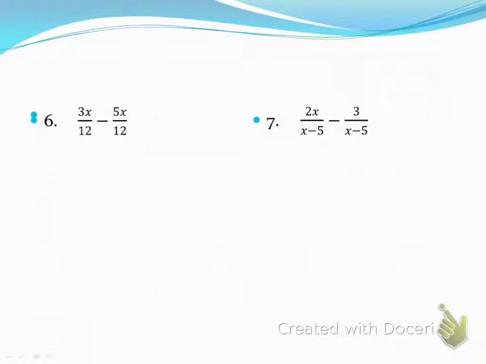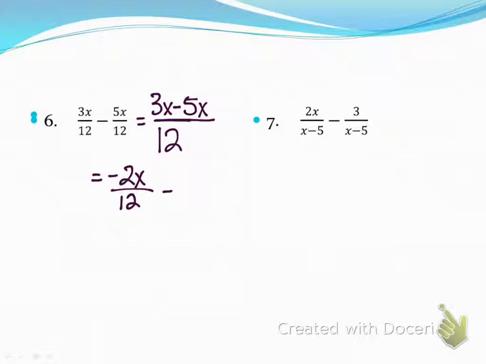All right, on 6 and 7, they go back to starting us off pretty easy. We've got a common denominator. It is not one that could be factored. So in my denominator, what am I keeping? 12. In my numerator, what am I doing? Subtracting. We have 3x minus 5x. That gives me a negative 2x. And then what could we do from there? Reduce it.